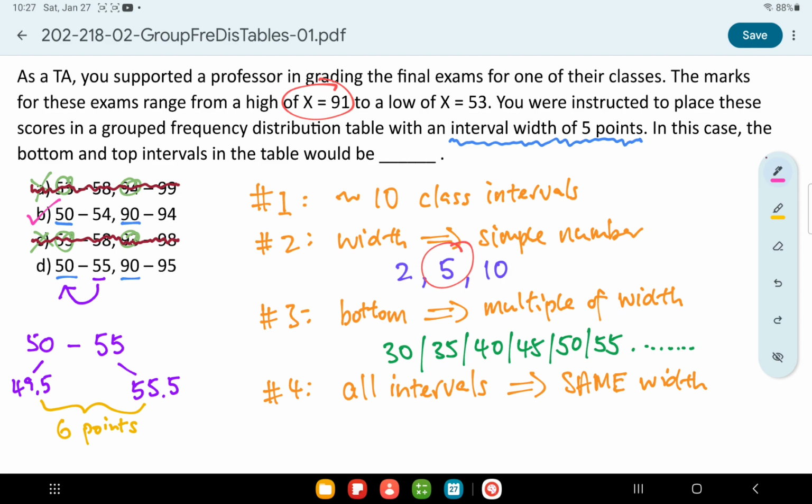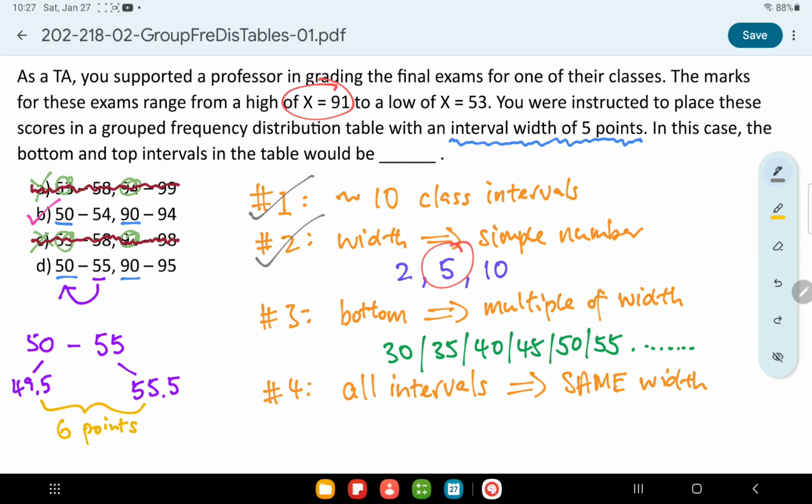Are we clear so far? Let's cross-check every guideline, every requirement. We've done so for the first. What about the second? It is a width of 5. It is a width of 5 between 50 to 54, as well as 90 to 94, fully considering the concept of upper and lower real limits. Check. What about the third guideline?